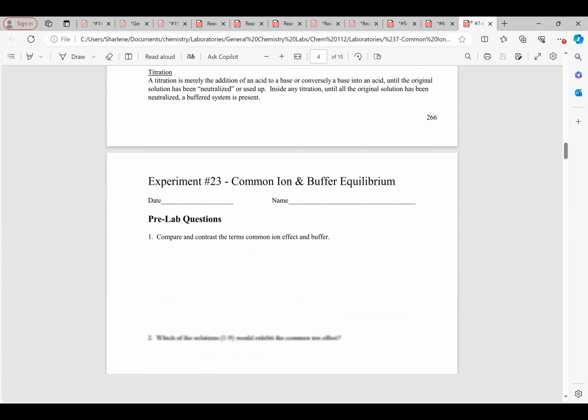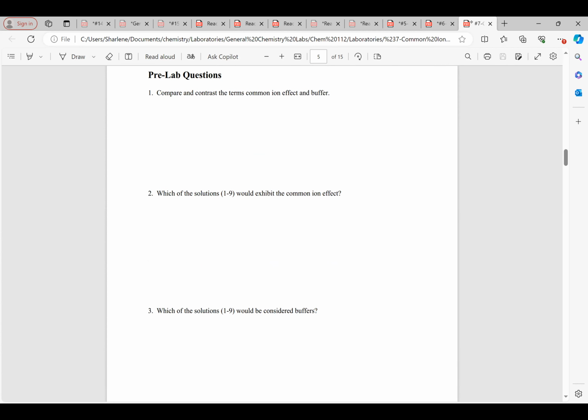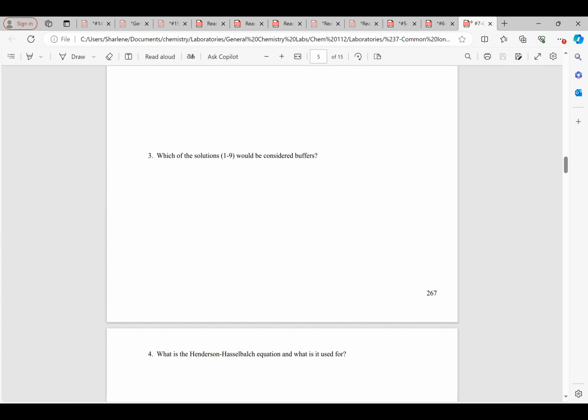Lab is very, very short. So compare and contrast. What does common ion and buffer mean? Common ion means it's similar to both. Buffer is the special combination. And then 1 through 9, which will exhibit, where are my 1 through 9s?